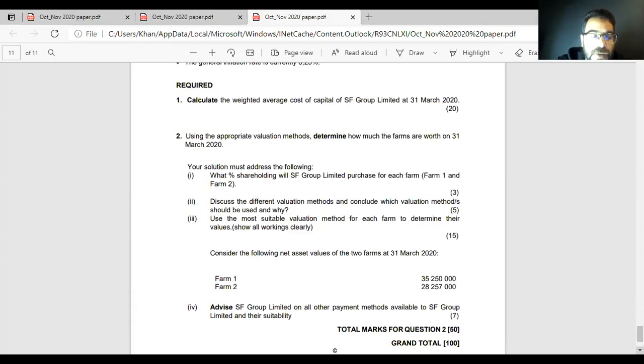Then they'll say use the most suitable valuation method for each farm to determine their values. So that is what we will end up doing. So we'll be doing those 3 things. Number 4 we won't do, because when we discuss mergers and acquisitions, then I'll cover that aspect over there. So we'll do number 1, number 2, and number 3. So let's get straight into it.